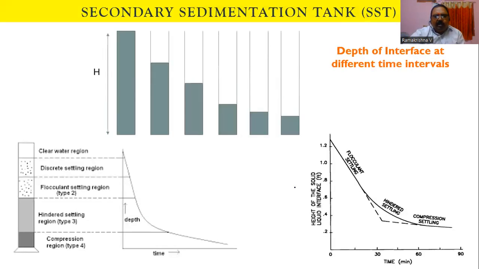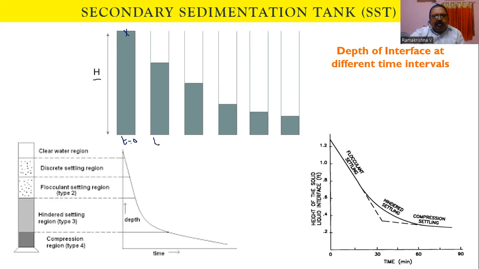Before we go to design aspects, we should look at the settling tendency in sedimentation tanks. Here we consider a glass jar with a height equal to that of the sedimentation tank, and the entire liquid is filled up to the top level. This is the interface between the solid and the liquid. At the initial phase, at time t equal to 0, there is no interface, and the height is equal to h.